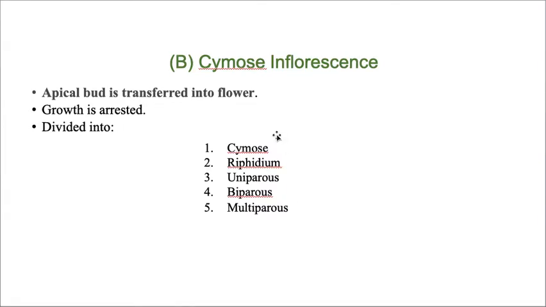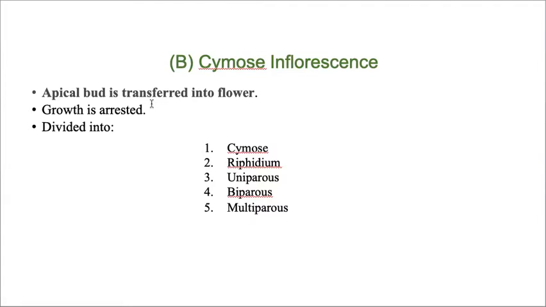Whereas in cymose, it is opposite, the apical bud is transformed into a flower. See, there it doesn't transform into a flower, whereas here it transforms into a flower. This is the way you need to remember. When you differentiate it, then you will clearly understand. Okay, and growth is arrested. Why? This apical bud is transformed into a flower, that's why the growth will be arrested. Whereas there the apical bud does not transform into a flower, it remains as a bud, that's why it keeps on growing. So in racemose, the peduncle keeps on growing lengthwise, whereas in cymose it does not grow lengthwise.